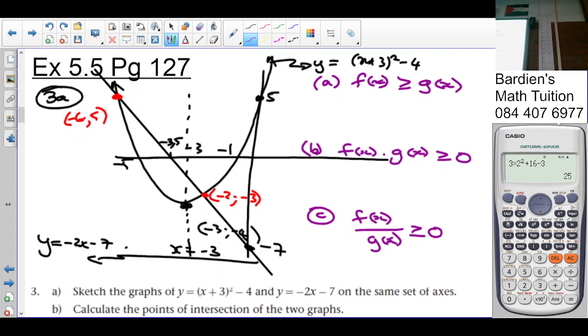I'm going to let the equation of the parabola be f of x, and the equation of the straight line be g of x. Okay? So this is your f, and that is your g. I just made that now. We could have made the parabola g and the straight line f. It doesn't matter. I'm going to answer the questions the same.